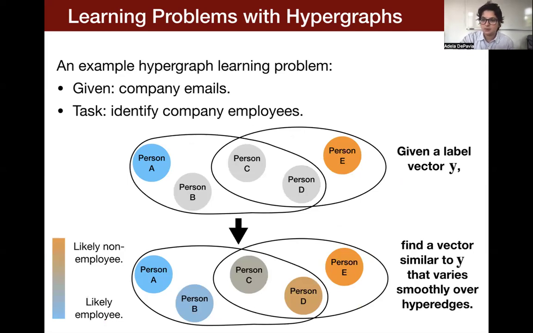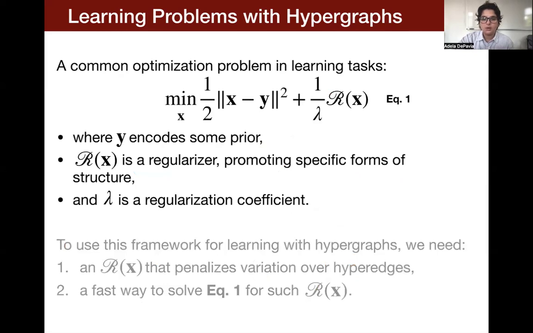So how do we turn this into a mathematical problem? One common approach in learning literature is to create a regularized optimization problem, which seeks to minimize a combination of two terms. The first term, 1/2 norm of x minus y squared, promotes solutions that are similar to the given information y. And the second term, 1/λ r of x, is a regularizing term, which promotes specific forms of structure in the solution x. Here, lambda is a regularization coefficient that manages the trade-off.